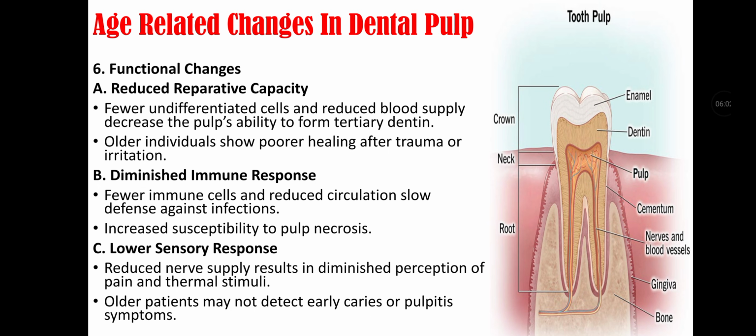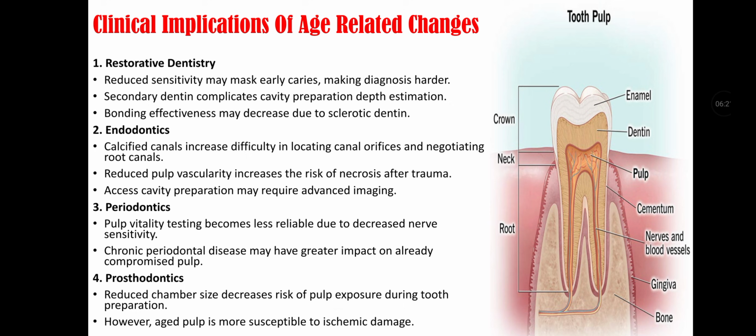Second is diminished immune response, as fewer immune cells and reduced circulation slow defense against infection. It increases susceptibility to pulp necrosis. Third is lower sensory response. It reduces nerve supply, resulting in diminished perception of pain and thermal stimuli. Because of this, older patients may not detect early caries or pulpitis symptoms.